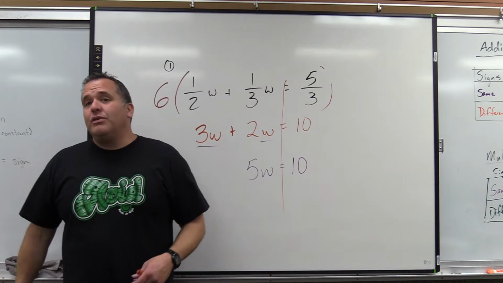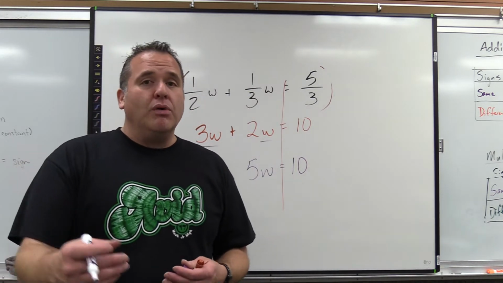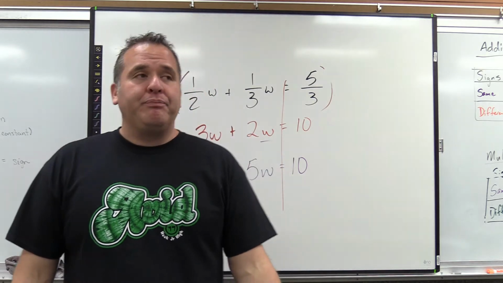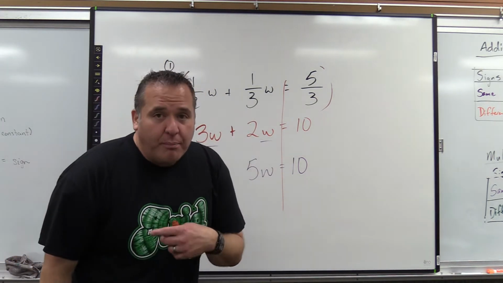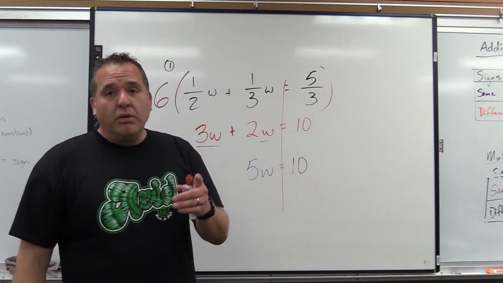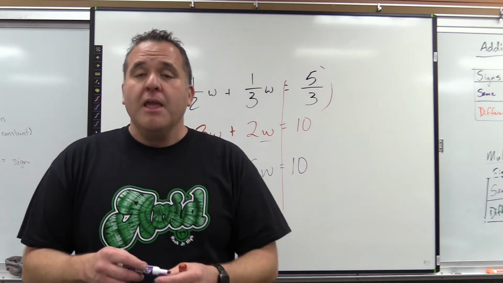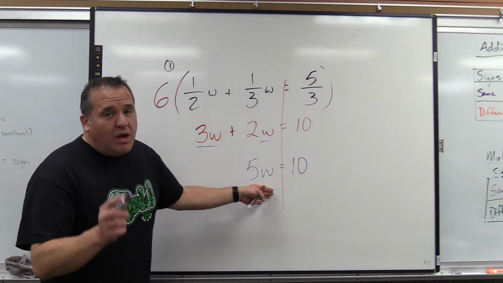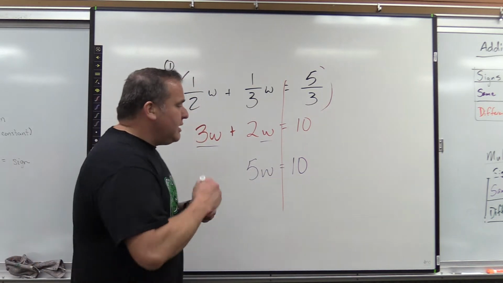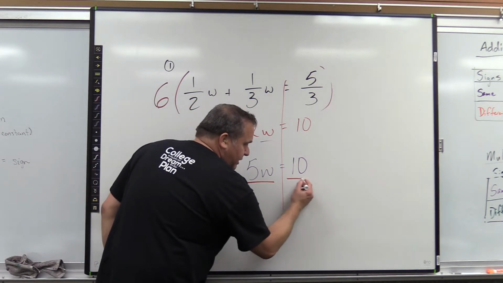Now, the next thing we need to do is get rid of that 5 that's being multiplied to the W. Now, what is the inverse operation of multiplication? It's division. So what we need to do to get rid of this 5 that's being multiplied to the W, we have to divide. Now I noticed that a lot of people have been making mistakes on this step.